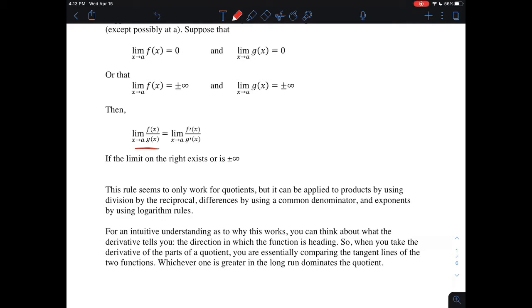For an intuitive understanding as to why this works, you can think about what the derivative tells you. It tells you the direction in which the function is heading. We just came from a section that talked about that. We can think of increasing, decreasing, and concavity as well. So when you take the derivative of the parts of a quotient, you are essentially comparing the tangent lines of the two functions. Whichever one is greater, meaning maybe has a steeper slope, in the long run that will dominate the quotient. So it'll either drive you to infinity, it'll drive you to a value, or it might drive the whole thing down to 0. And we're going to see that in a few examples.